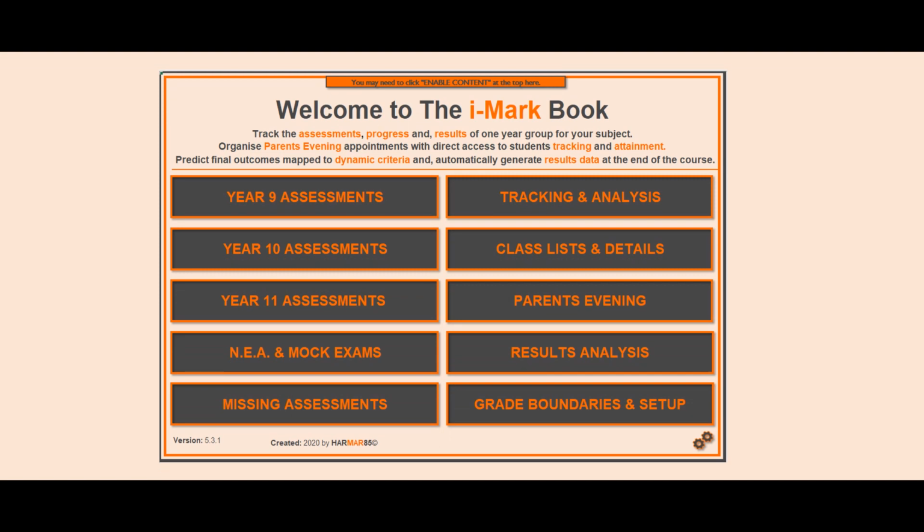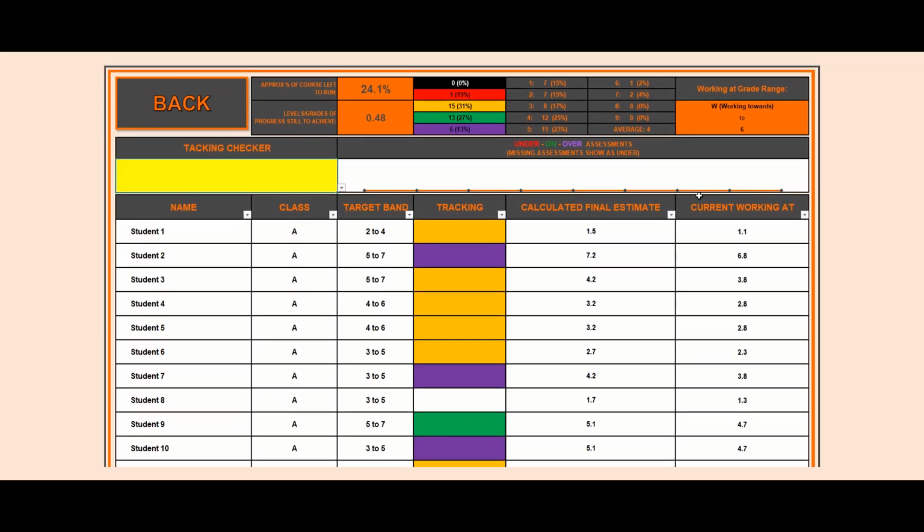Another feature that this tool has is the tracking analysis. This tracking sheet shows us an overview of how things are going. Now this particular one I'm showing you as an example would be towards the end of Year 11, and as you can see at the top here, we've only got 24% of the course left to run. So this would be near the start or halfway through Year 11. The levels or grades of progress yet still to achieve is 0.48, so about half a grade of progress.